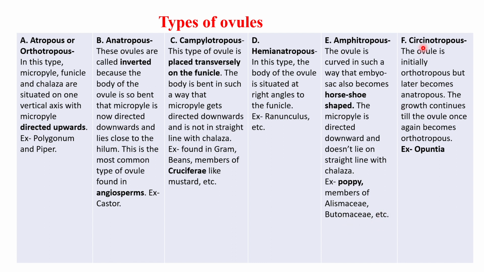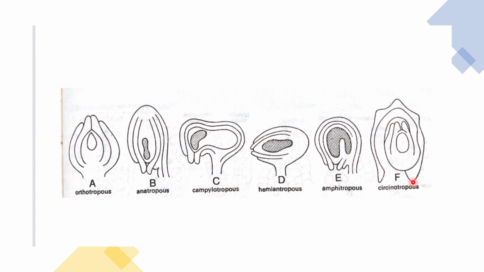And the last one is the circinotropous type. In this type, the ovule is initially orthotropous but later becomes anatropous. Here we see the circinotropous type.